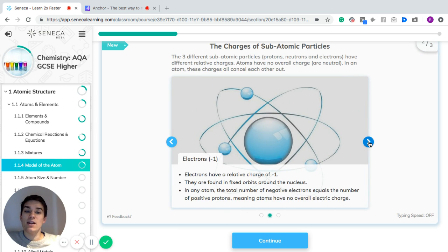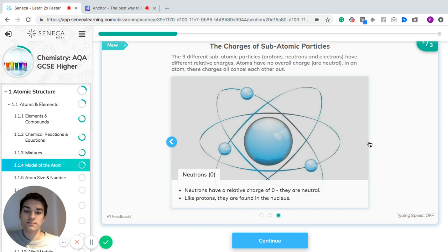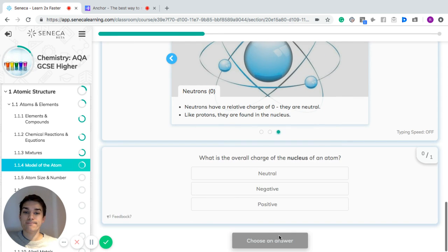Electrons have a relative charge of -1. They are found in fixed orbitals around the nucleus. And in any atom, the total number of negative electrons equals the number of positive protons, meaning the atom will have no overall charge. And then you've got neutrons. Neutrons have a relative charge of 0, and they are neutral. Like protons, they're also found in the nucleus.